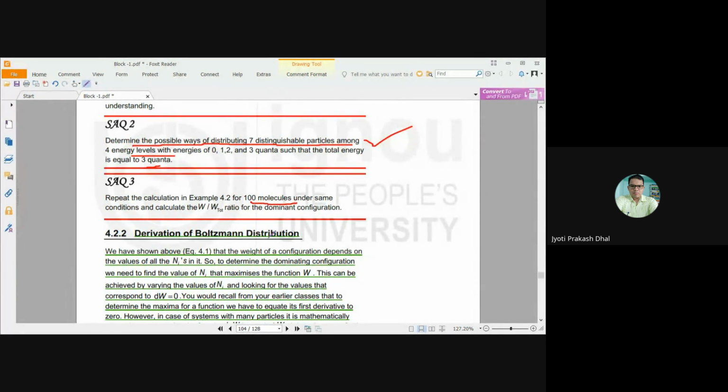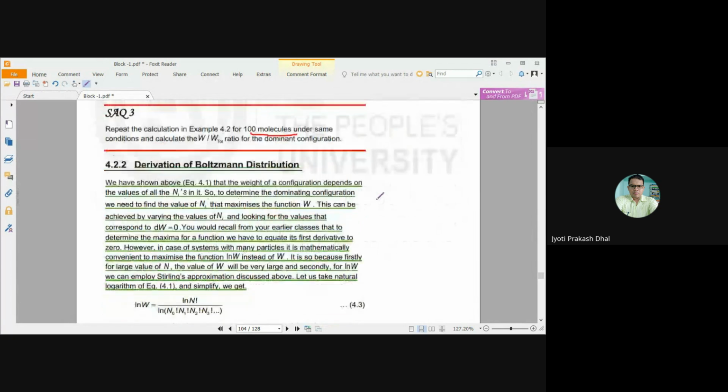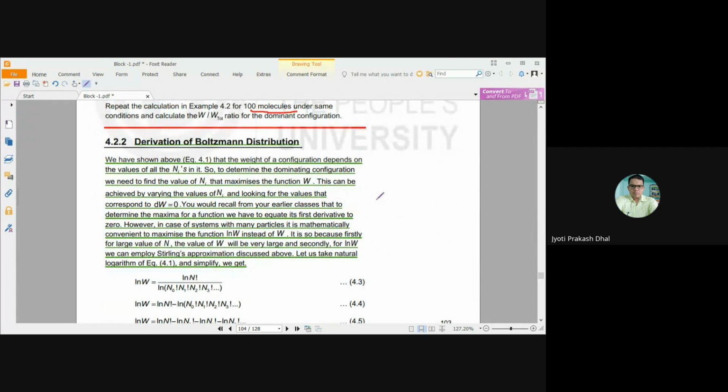And from this distribution, probability, and microstate concept, we'll go to the derivation of the Boltzmann distribution. So here I will take a 2-3 minutes gap, and after that again we will continue.